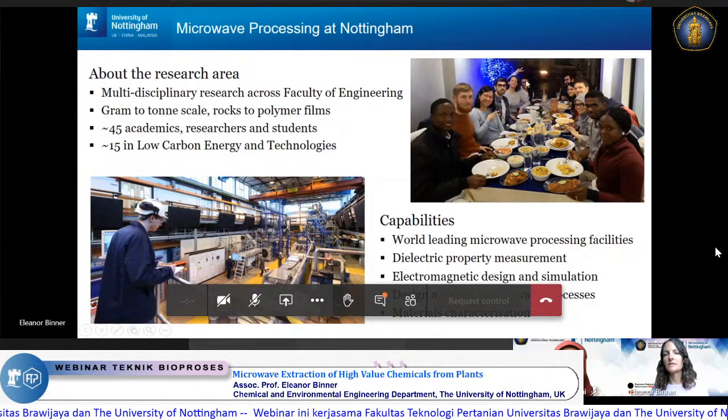And I didn't mention that these are the guys from the low carbon energy and resource technology group. Takes a while when I click.